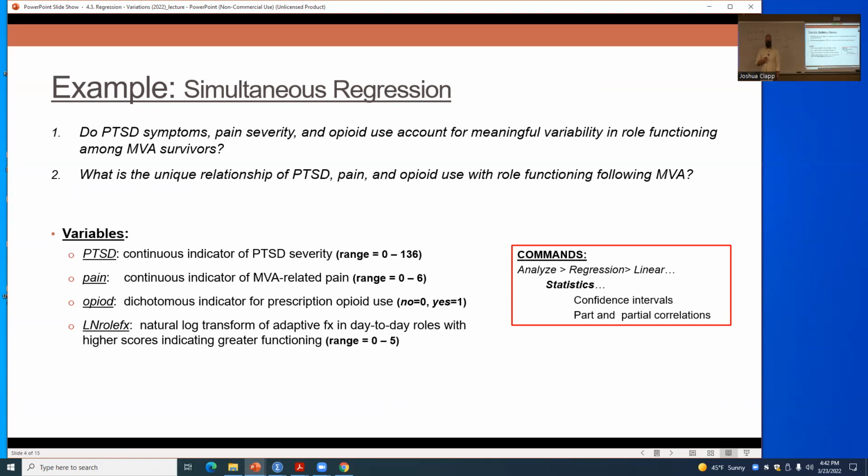Yeah, it's just a test of my model. Do these together predict a variability in my outcome? Right. And not just is it zero, but is it something meaningful and useful? But then I can ask, what's the unique relationship of PTSD, pain, and opiate use with role functioning following motor vehicle accident? That's going to be to test my individual predictors, right?